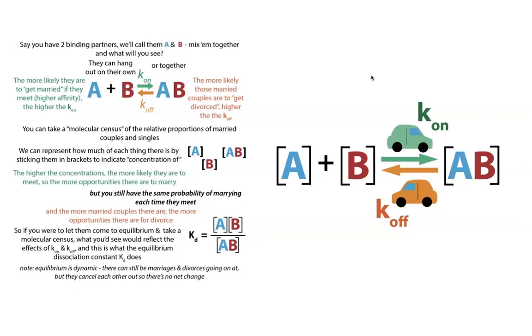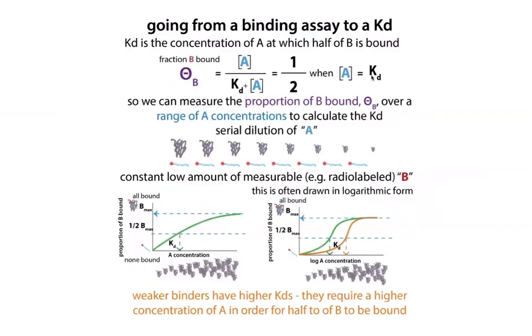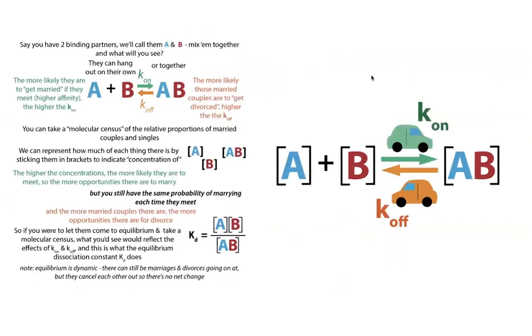Now, it works out that the KD is going to equal the concentration of one of the partners at which half of the other is bound. So if you can go and measure this, you can determine the KD. The weaker binders are going to have higher KDs, meaning they require a higher concentration of A in order for half of B to be bound. So we can get the KD just by measuring the relative concentration of bound and unbound at a range of concentrations of the other partner.